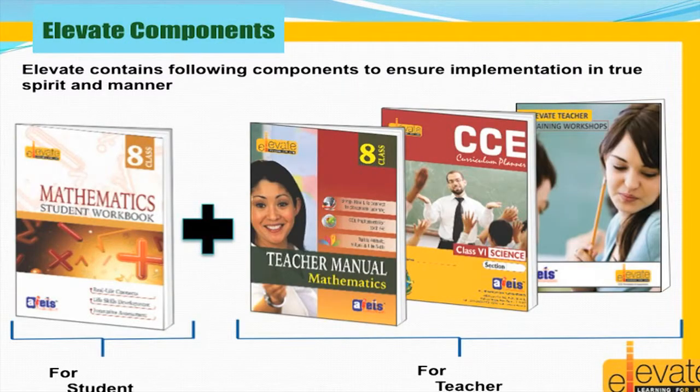Now we see Elevate. In Elevate, we have 4 components. The first one is for student, that is the workbook for the student. The second component is for the teacher, that's the teacher's kit, in which we have teacher's manual, teacher's curriculum planner, and we have teacher's training program twice an academic year.